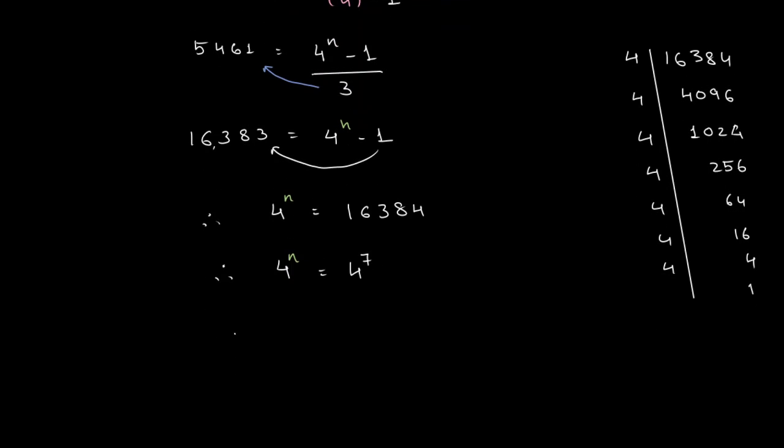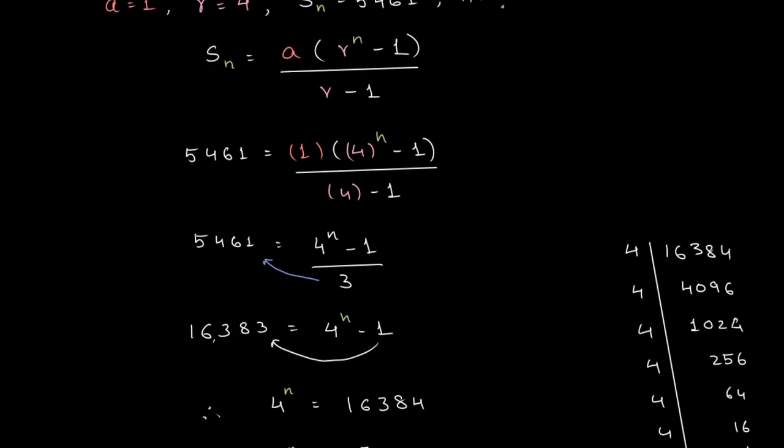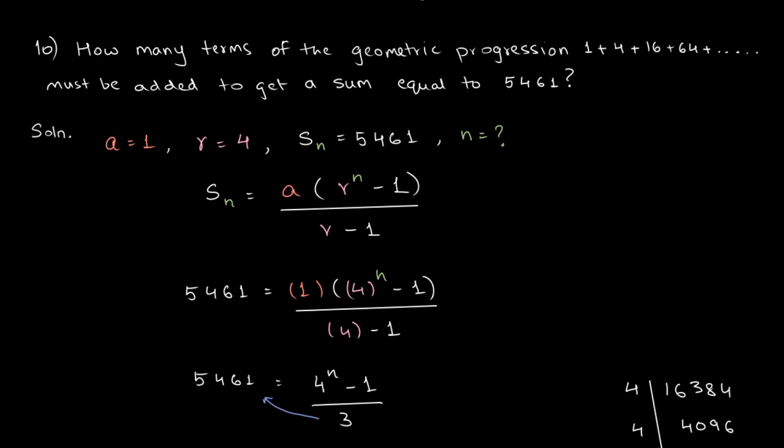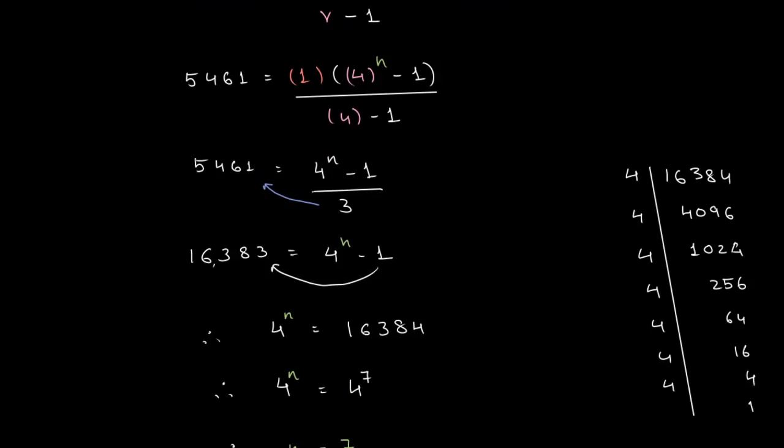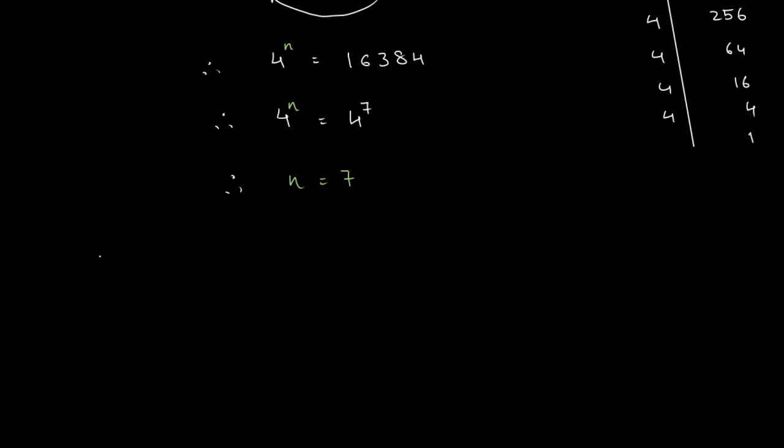And now since the base on both sides of the equation is the same, I can conclude that the value of n is equal to 7. And that is what we wanted to find in this question. How many terms of the geometric progression had to be added to get the sum equal to 5461? I can say we need to add 7 terms. Therefore, 7 terms of the geometric progression need to be added, right? And this is our final answer.